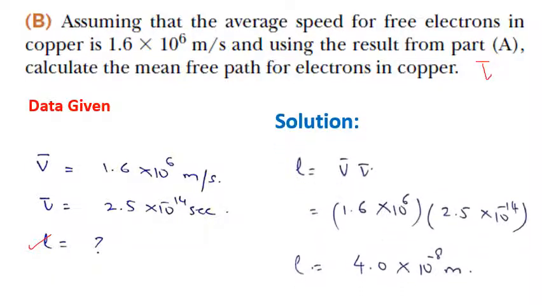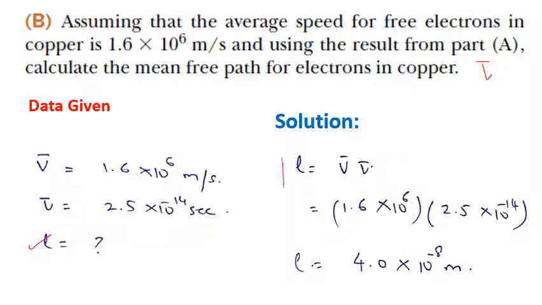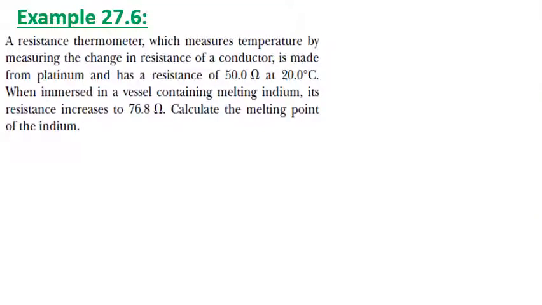The solution for this is L is equal to v into tau. So put in the values and we'll get mean free path to be equal to 4.4 into 10 to the power minus 8 meters. So these two parts are very easy to solve if you know the formula. So moving on to the next example, that is 27.6.